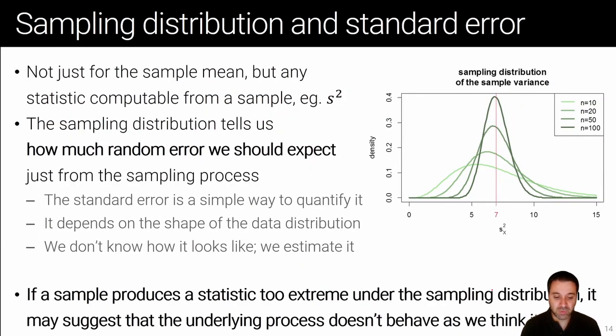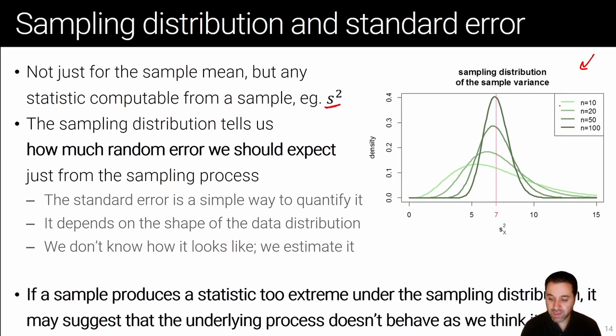So the important point here is that it's not just for the sample mean, it's for any statistic that we should be able to compute from a sample. Let's say we wonder about the sample variance. Well, it also has a sampling distribution that looks a little bit different from what we saw earlier. It's actually this one over here, but in principle, we could compute it. In this case, it's going to be concentrated around 7 because the variance of the population is 7.